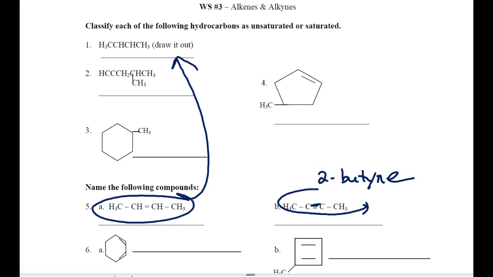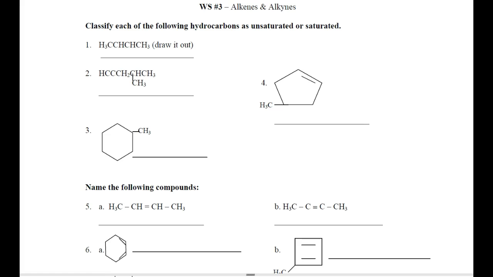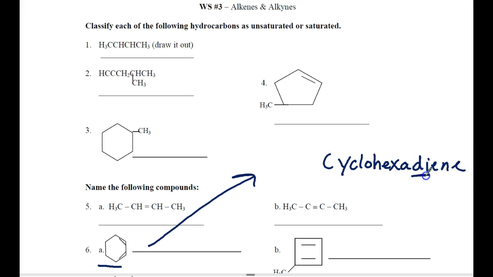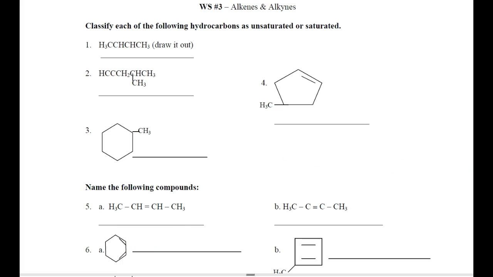Now let's look at 6A. This one, I see a cyclohexadiene, because there's 2 double bonds, and I would call that one 1, 2, 3, 4. So it's a 1,3-cyclohexadiene. Let's see if we can see this little cramped one down here in the corner.